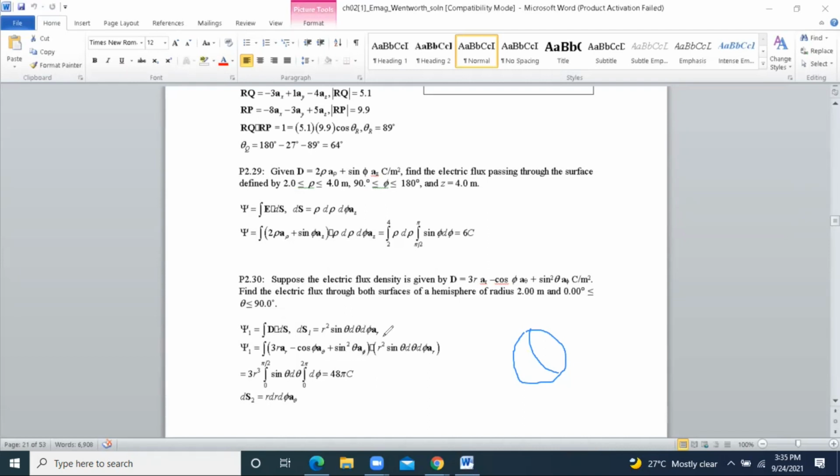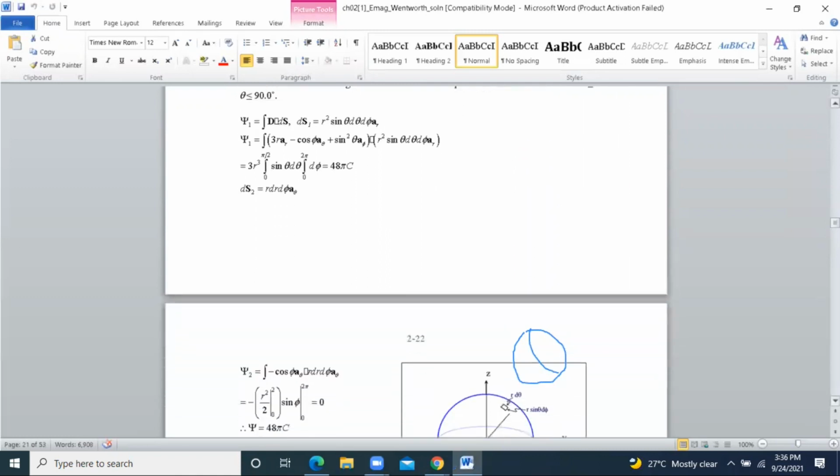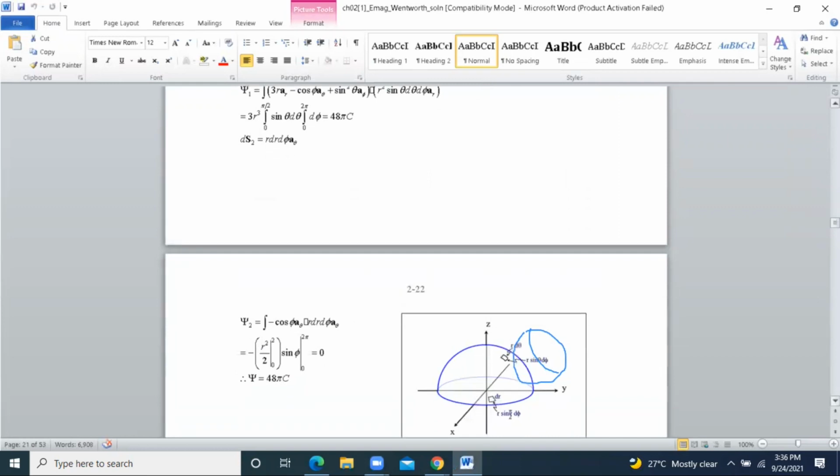I think the problem I was having, sir, is picturing the surface, the differential surface. Oh, yes. Okay. So record that and look it over. The thing is that using Gauss's law, the problems become easier.